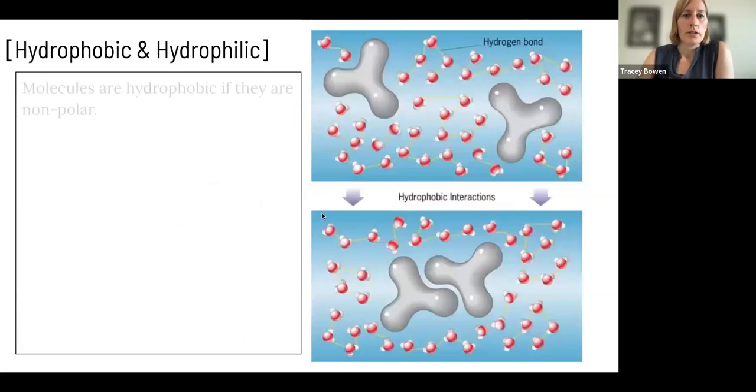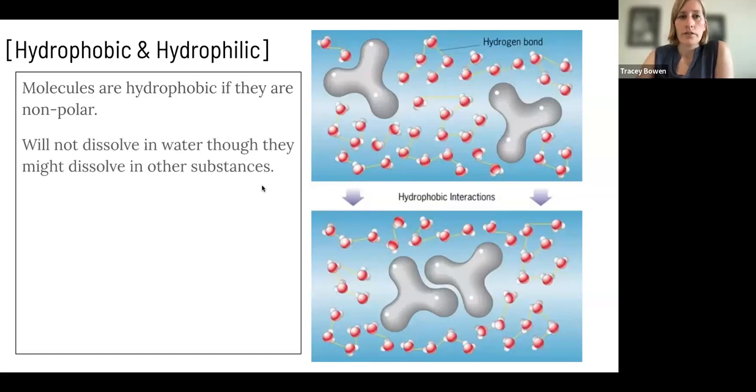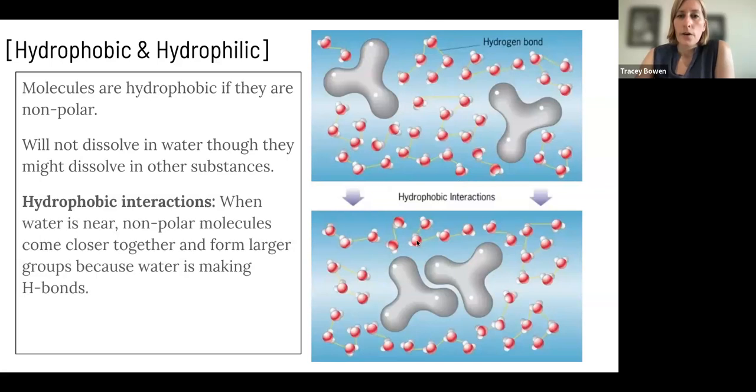So there are molecules that are going to interact hydrophobically or hydrophilically with water. Water is going to stick to other water molecules, but if there is a molecule that is hydrophobic, because it's nonpolar, it's not going to dissolve in water, even though it might dissolve in other substances. Hydrophobic interactions is when water is near those nonpolar molecules, they're going to come closer together and form larger groups because water is making hydrogen bonds around them.